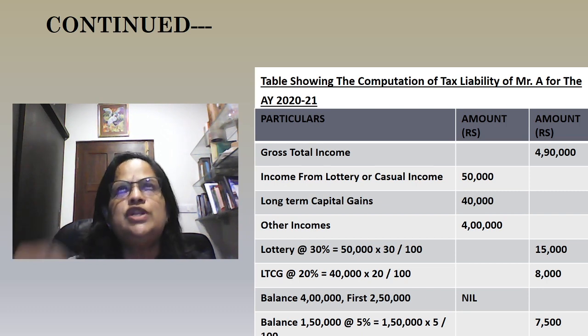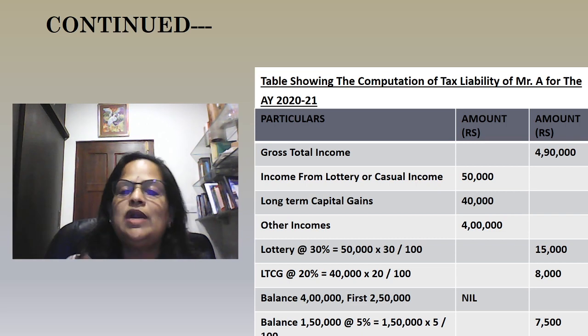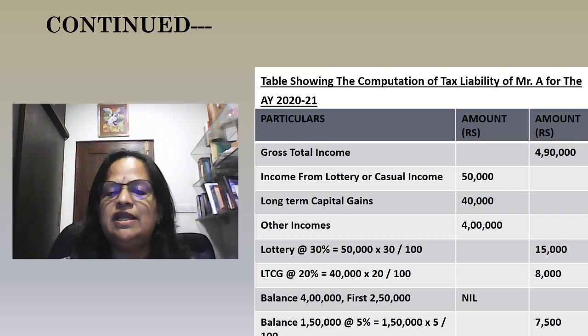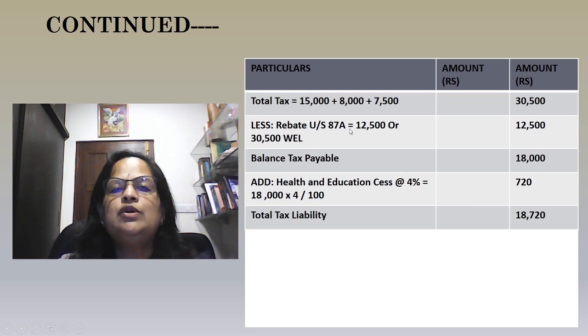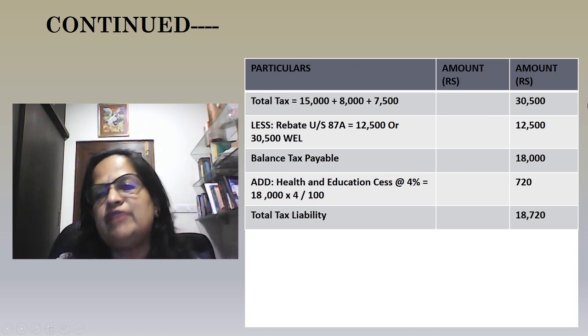So 40,000 into 20 by 100, 8,000 is the tax liability. Balance 4 lakh you have to calculate. So first 2,50,000 it's nil. Balance 1,50,000 at the rate of 5%, you are getting 7,500. Now total tax is 15,000 plus 8,000 plus 7,500, you are getting 30,500.